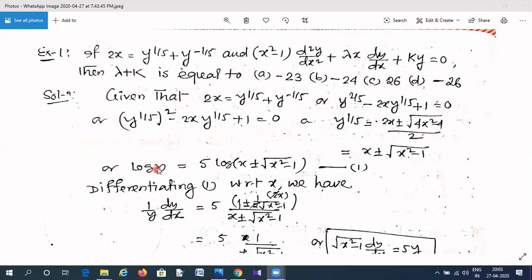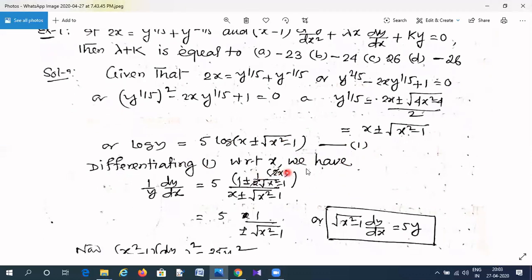Take log. After taking log, this will become 1/5 log y, and I have put the 5 here, is equal to log of x plus minus root over x square minus 1. Name it as equation 1. If we differentiate 1 with respect to x, log y becomes 1 by y dy/dx, is equal to 5 into the differentiation of this term, which is 1 by x plus minus root over x square minus 1, and the derivative of x is 1 plus minus, the sign is given here.